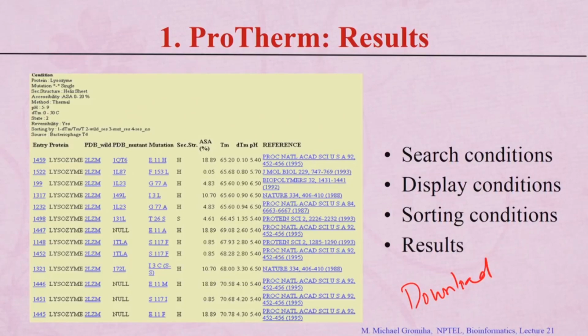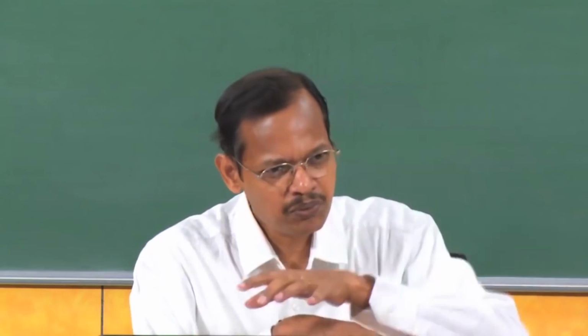So, when you download the data, what are the potential applications? How can we apply this Protham data? Protham has several applications. First, you can estimate the stability of protein structures that we discussed in the previous class, because delta G is experimentally known. So, you can do the contributions and relate them.